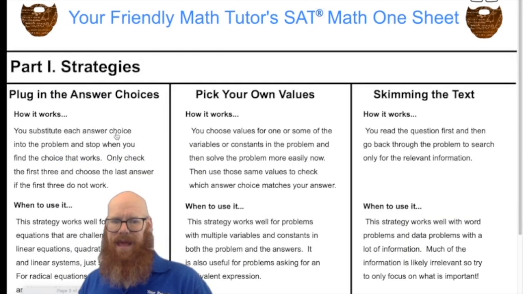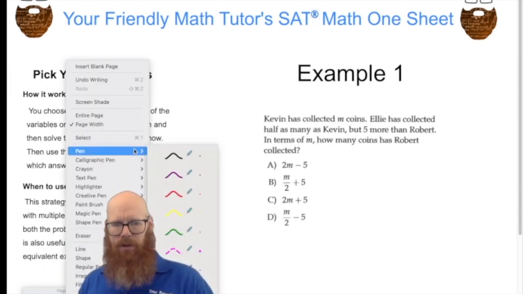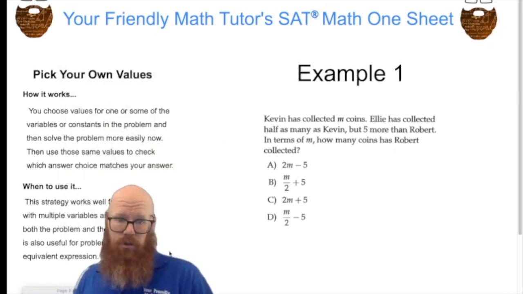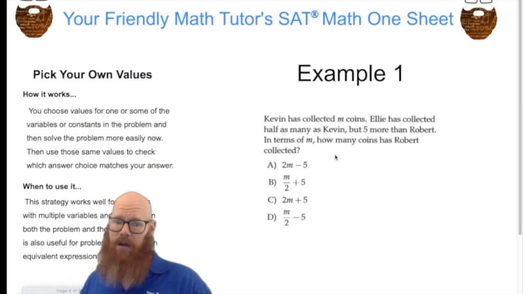So let's head back to our sheet here, and now let's look at the idea of pick your own values. So in pick your own values, you quite literally just pick your own values. You choose values for the problem that would make it easier than having to deal with variables. It works really well with problems with multiple variables, word problems that have variables, or problems that ask for an equivalent expression. So we'll get to that in example 2.